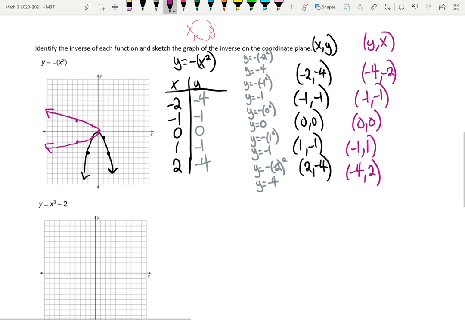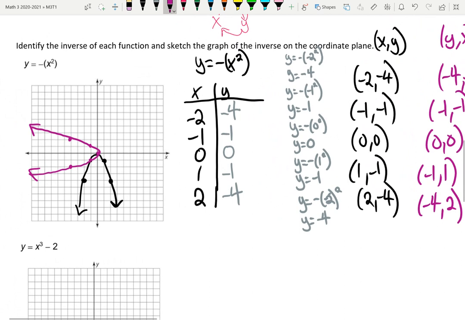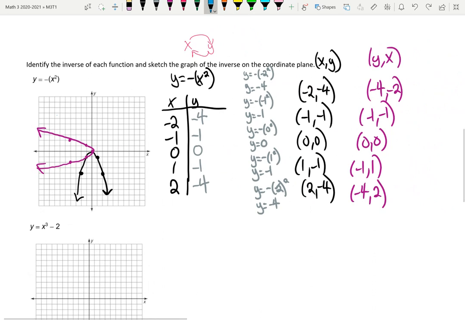Some extra information: notice that my original function is even. That suggests that it fails the horizontal line test, which means that the inverse fails the vertical line test. So this is the idea on how you graph the sketch of an inverse. You find the coordinate points of the original, and then you flip them.